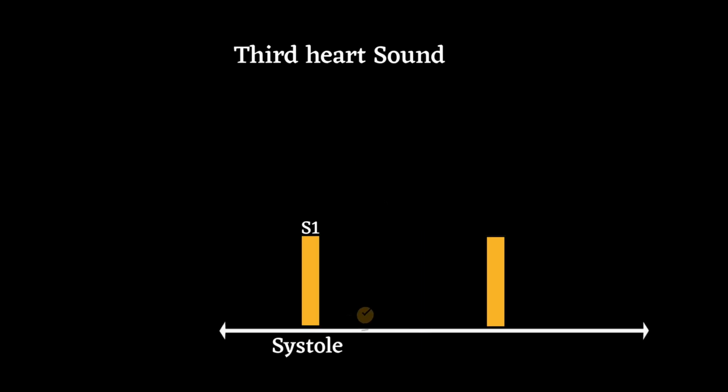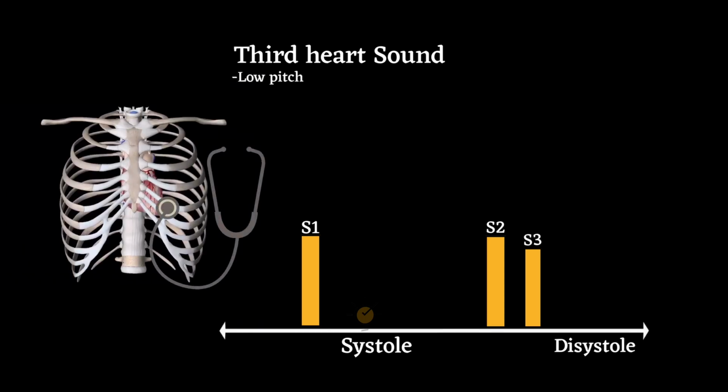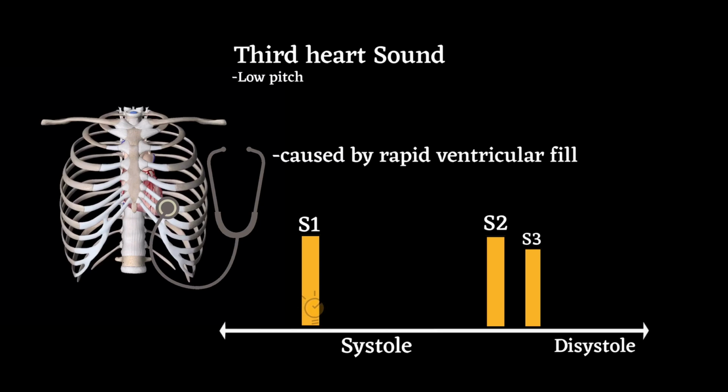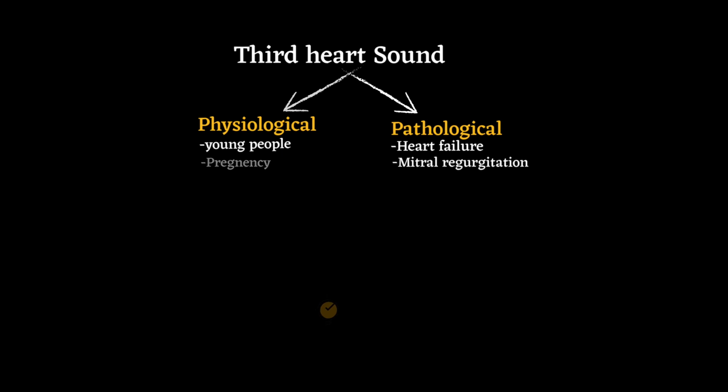An S3 is a sound that occurs in diastole after the S2 dub sound, and it is a low-pitched sound best heard at the apex of the heart with the bell of the stethoscope. It is caused by rapid ventricular filling, with tension of the ventricles enough to produce sound vibrations within the myocardial wall. It may be physiological in young people and pregnancy, or pathological in heart failure or mitral regurgitation.